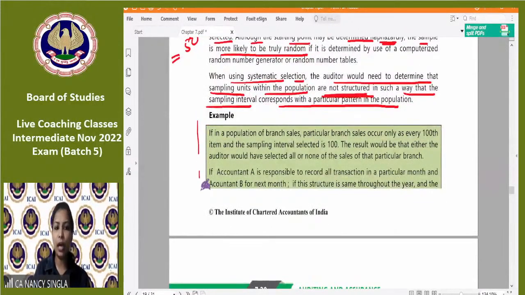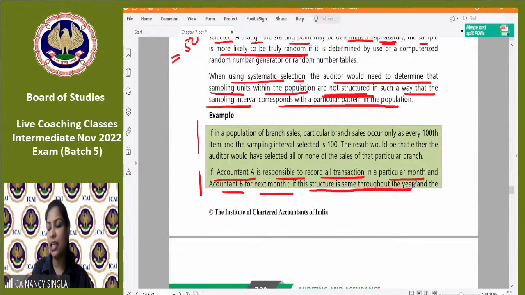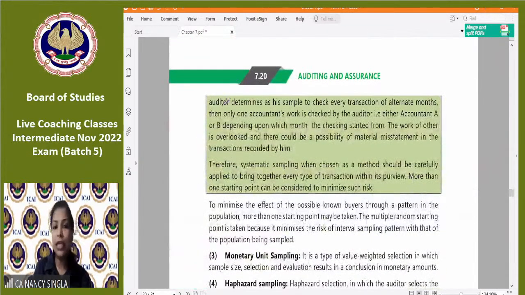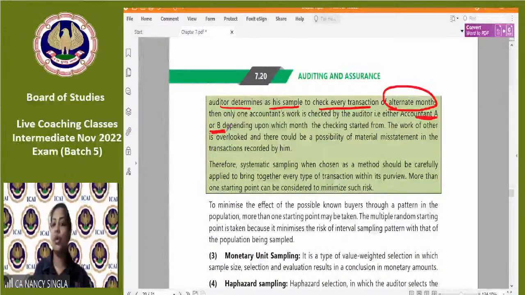You can read it. And accountant wala. See, if accountant A is responsible to record all transactions in a particular month and accountant B for the next month, if this structure is the same throughout the year and the auditor determines as his sample to check every transaction of alternate months, तो या तो वो A को check कर पाएगा या B को check कर पाएगा. So the auditor needs to consider this. Clear है? Is it clear?